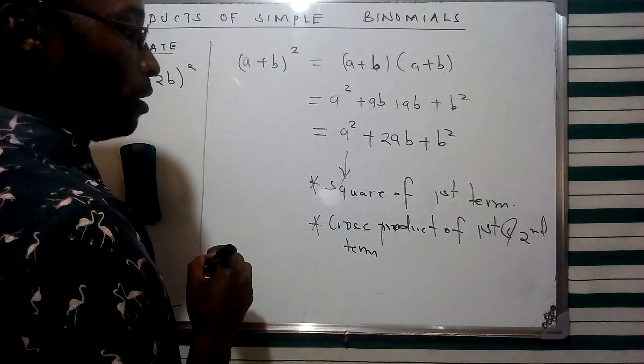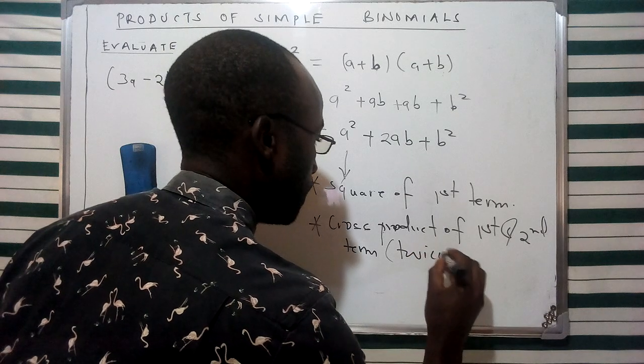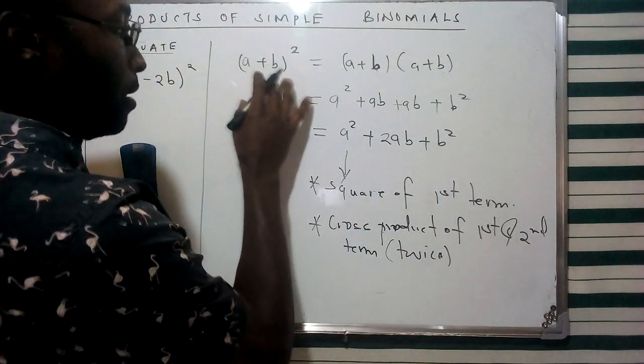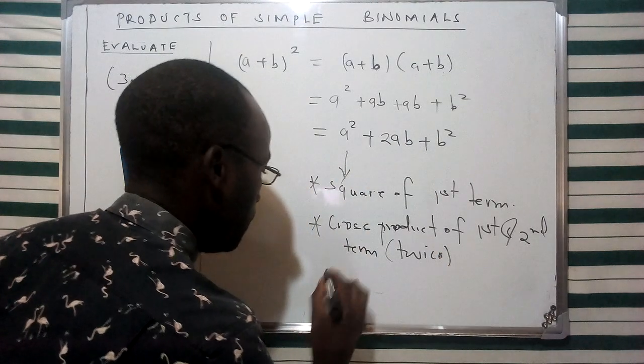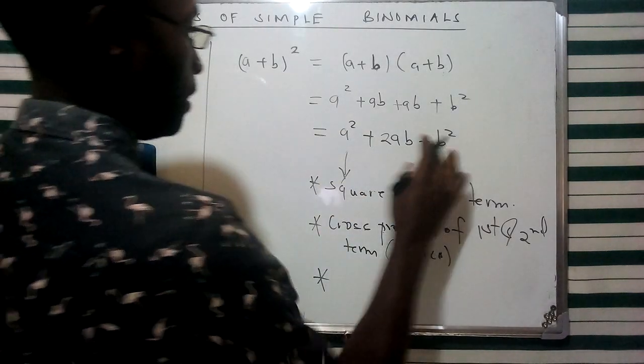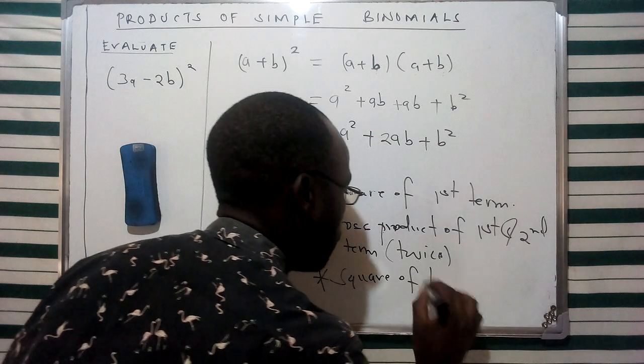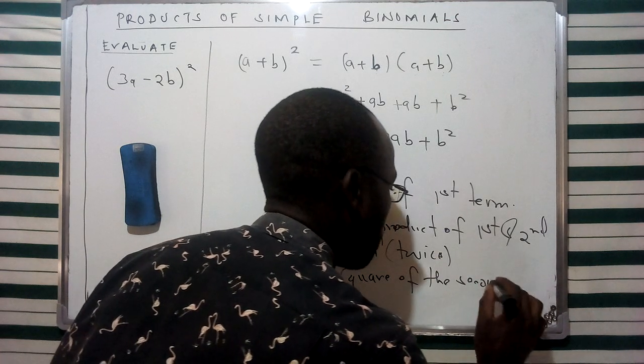So this is going to be unique in a way that this particular cross product is going to be twice the cross product of the first and the second term, as we can see. And then we're going to see that, again, this is going to give us the square of the second term.